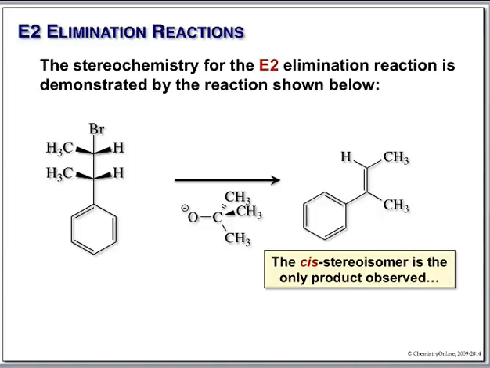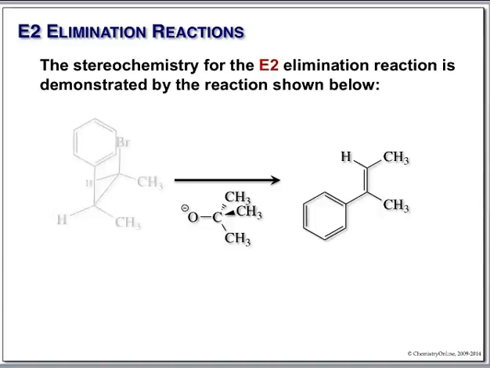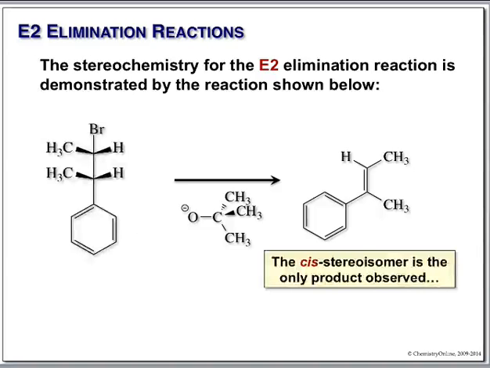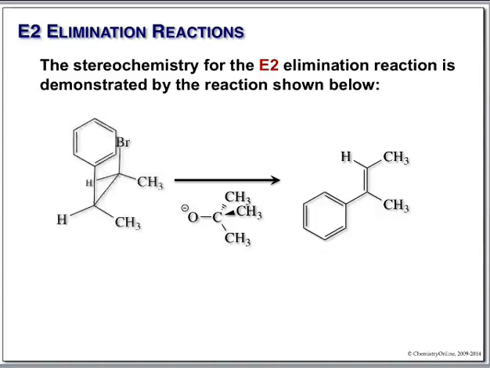So step one, I'm going to take this and redraw it as a sawhorse. Now, note that in this drawing, the bromine is going back, the phenyl group is going back, and these guys are all coming forward. Everyone see that? So if I draw this now as a sawhorse, the phenyl and the bromine are on the same side, the methyls are on the same side, so are the hydrogens. Okay, we're all happy with that.